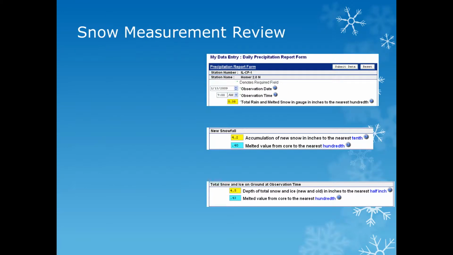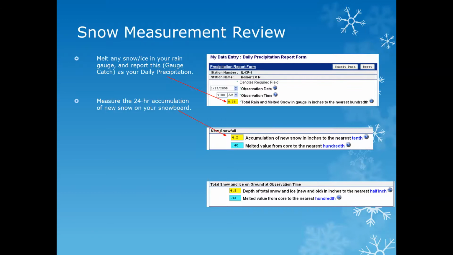So let's go through the review of this snow measurement. This is the daily report form, reassembled from the parts we had as we went through the program. You want to melt the snow and ice in your rain gauge, and your gauge catch is your daily precipitation. Then you measure the 24-hour accumulation of new snow on your snowboard. The yellow ones are all the primary observations. In this case, it's 4.2.